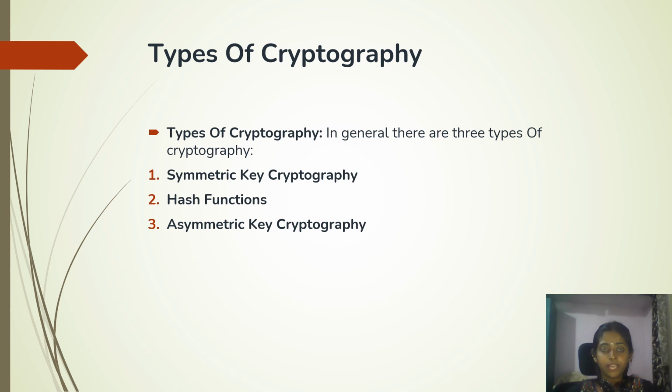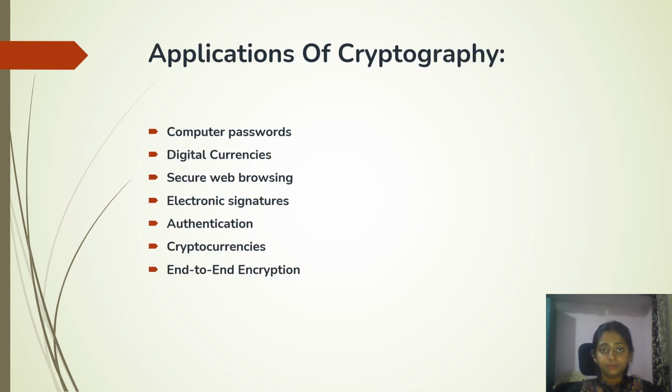So here we have types of cryptography. In general, there are three types of cryptography. They are symmetric key cryptography, hash functions, and asymmetric key cryptography. So what are the main applications of cryptography? We have computer passwords, digital currencies, secure web browsing, electronic signatures, authentication, cryptocurrencies, end-to-end encryption.